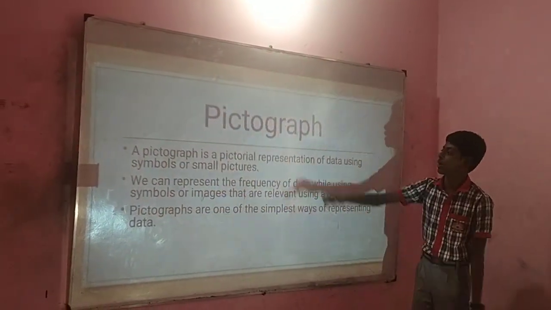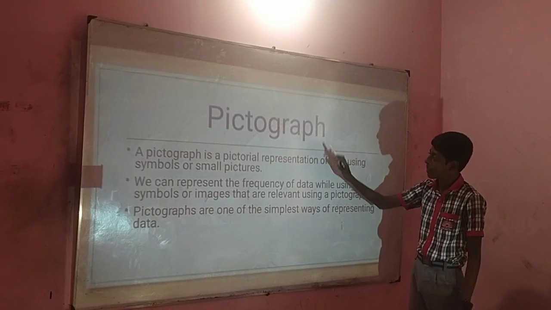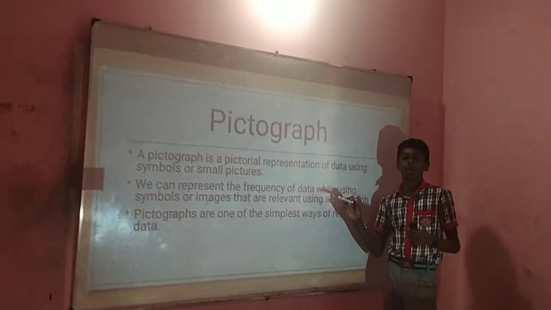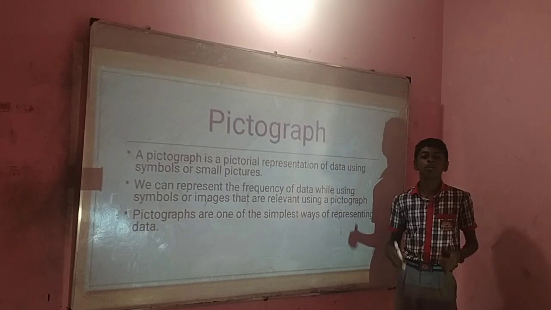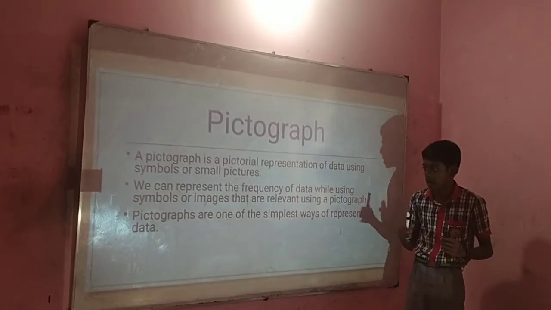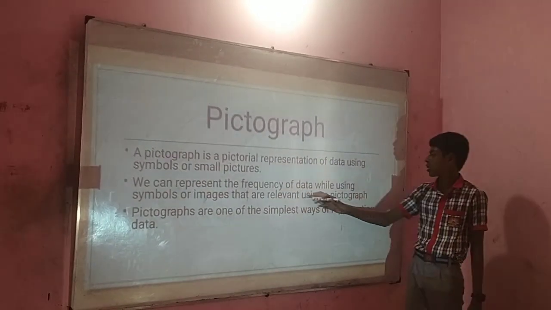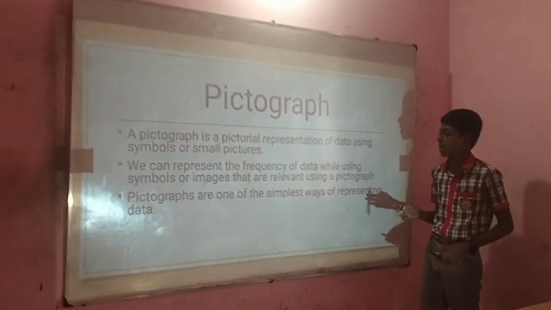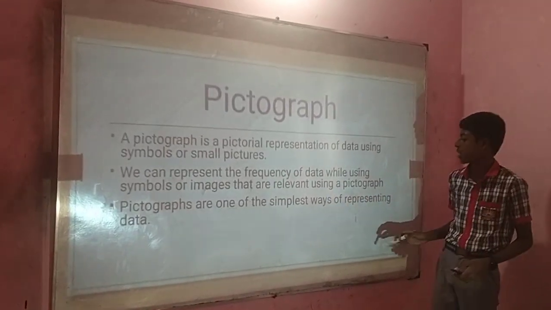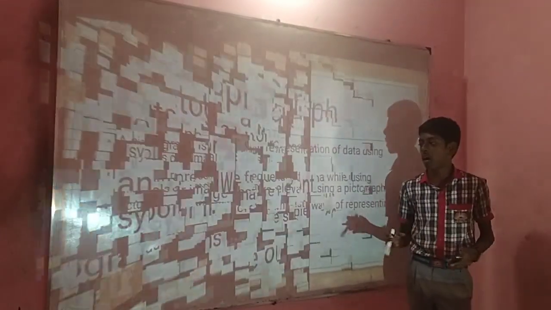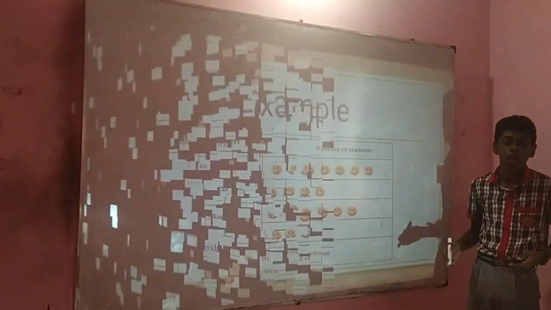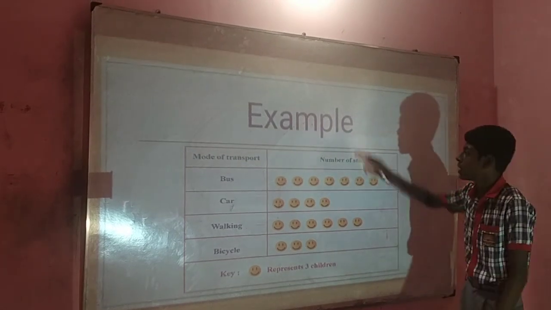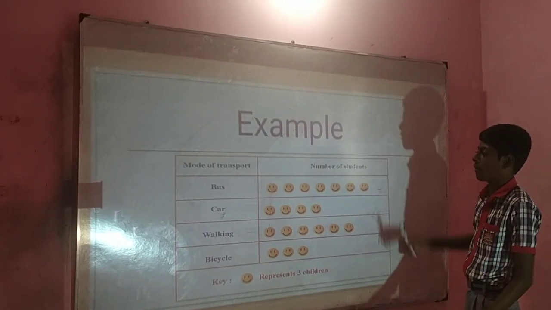So first, let's know what is a pictograph. A pictograph is a pictorial representation of data using pictures or small symbols. We can represent the frequency of data by using symbols or images that are relevant, using a pictograph. Pictographs are one of the simplest ways of representing data. Now, this is an example of a pictograph.